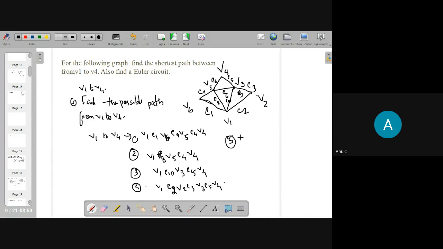The fifth one: V1, E10, V3, E6, V5, E4, V4. Okay.